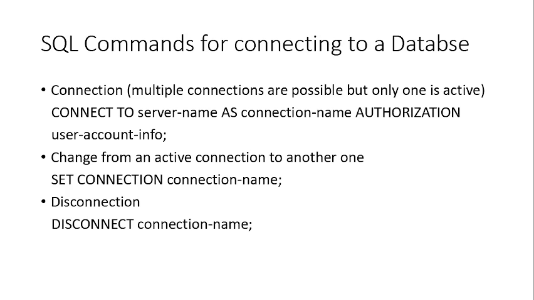So since a user or program can access several database servers, several connections can be established, but only one connection can be active at any point in time. And the programmer or user can use the connection name to change the currently active connection to a different one by using the following command, that is, set connection name. And once a connection is no longer needed, it can be terminated by the following command, that is, disconnect connection name.